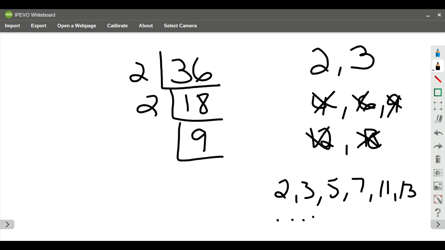Now here, I can't use 2 anymore, so I need to find a prime factor of 9, which in this case is going to be 3. When I divide 9 by 3, I get 3. So I'm now at the point where I have found the prime factorization for the number.